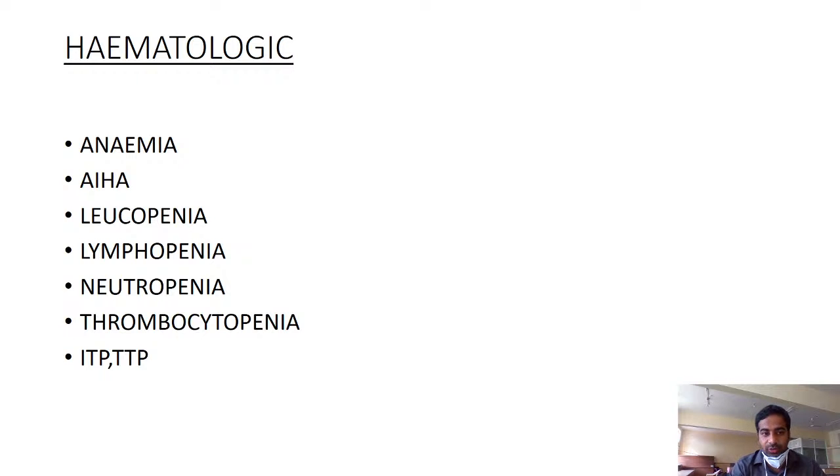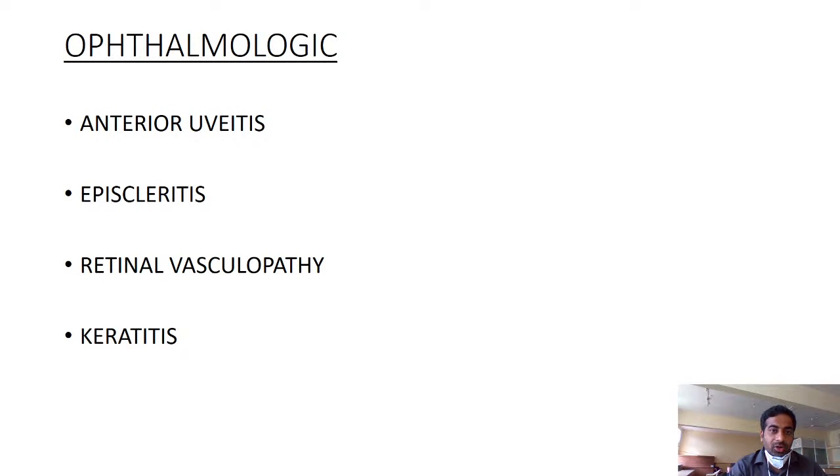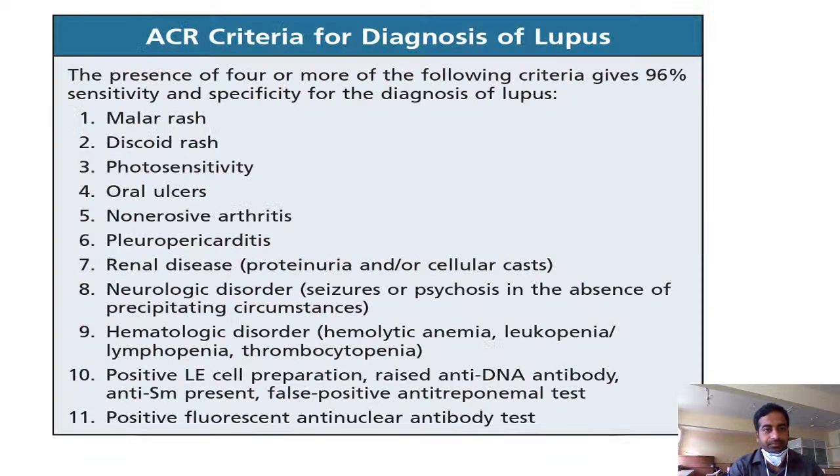Patient will present with pancytopenia, autoimmune hemolytic anemias. So direct Coombs test will be positive in these patients. Leukopenias, lymphopenias, neutropenias. So pancytopenia, patients will present with anemia. If you see it, it's pancytopenia. Then ITP, TTP is also commonly seen. Okay. So ophthalmologic, you have anterior uveitis, episcleritis, retinal vasculopathy, keratitis. So all these are the ophthalmologic features.